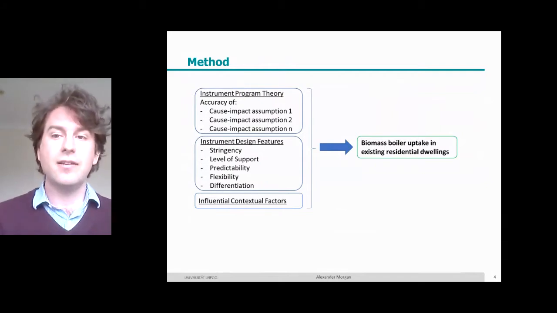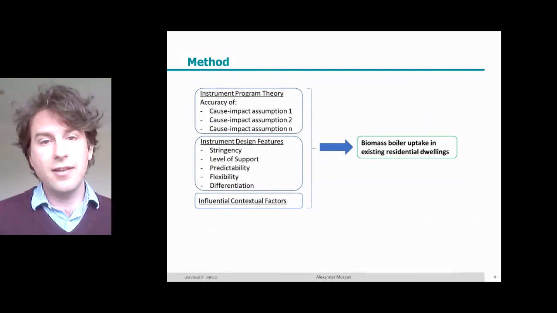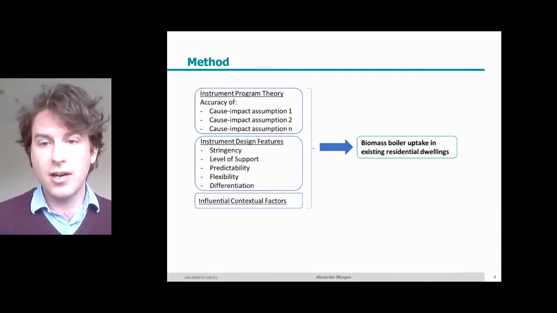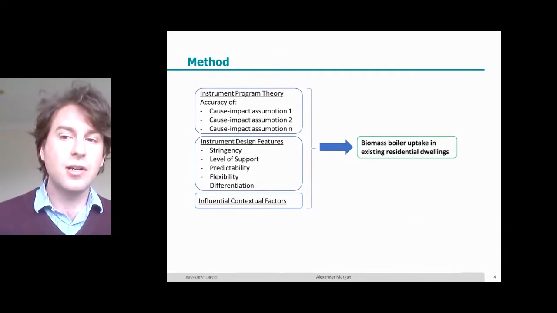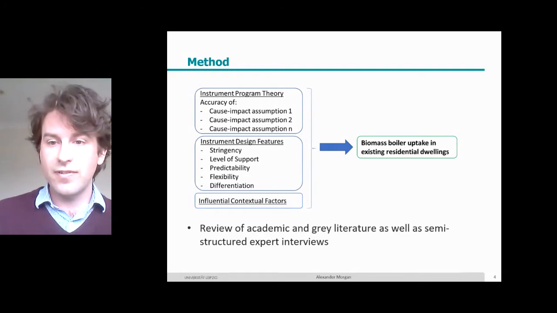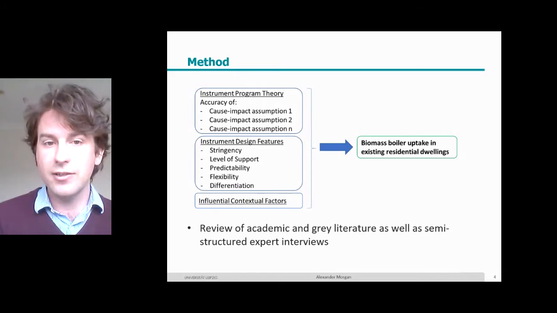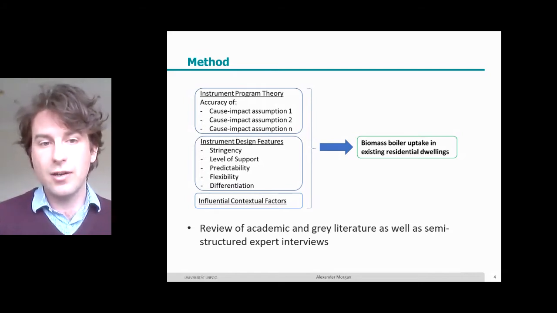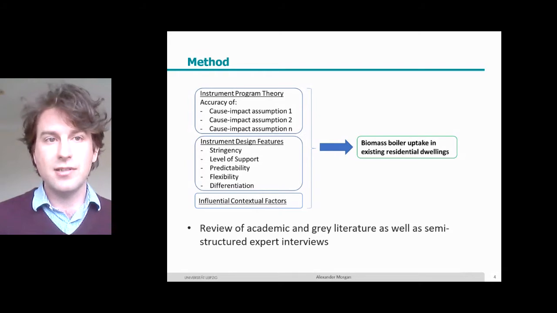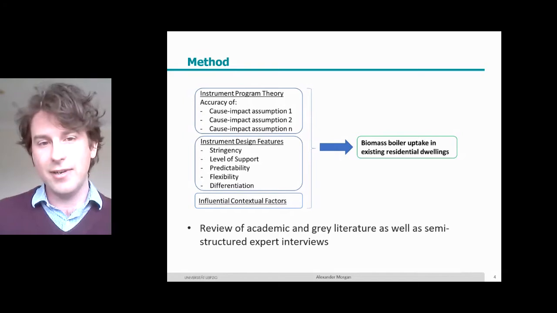I also evaluated the instruments using abstract design features, and these are recognised in the literature as desirable characteristics for instruments promoting sustainability transformations. To support the evaluation, I undertook a review of academic and grey literature and also conducted semi-structured expert interviews with experts from business, the government and academia.